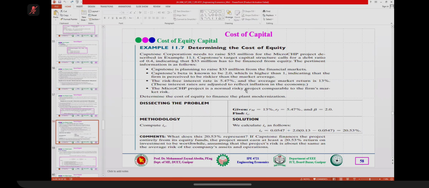Okay, Capstone Corporation wants to finance the plant modernization. Dissecting the problem, what is given here? RM, the average market return, is 13%. Risk-free interest rate RF is 5.47%. Beta is 2. What is iE? The cost of equity. Compute iE.